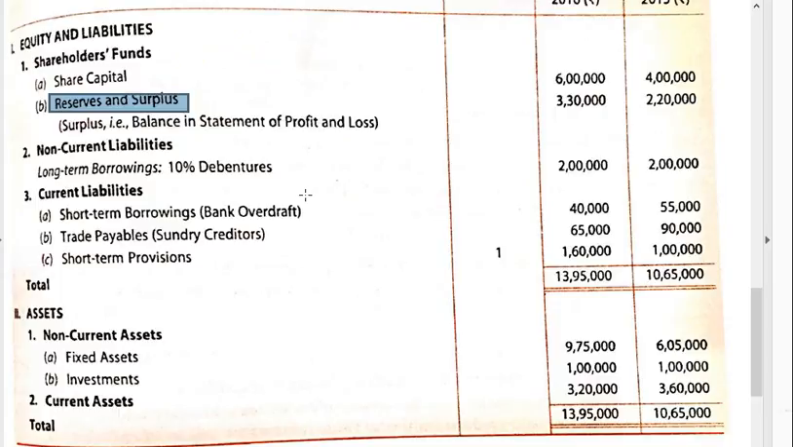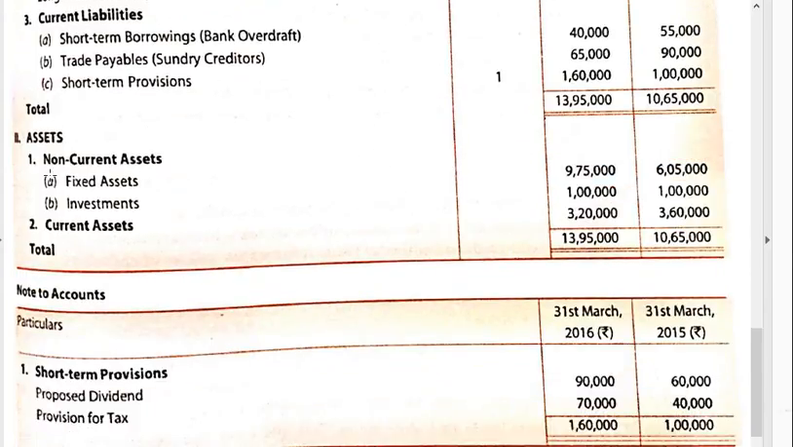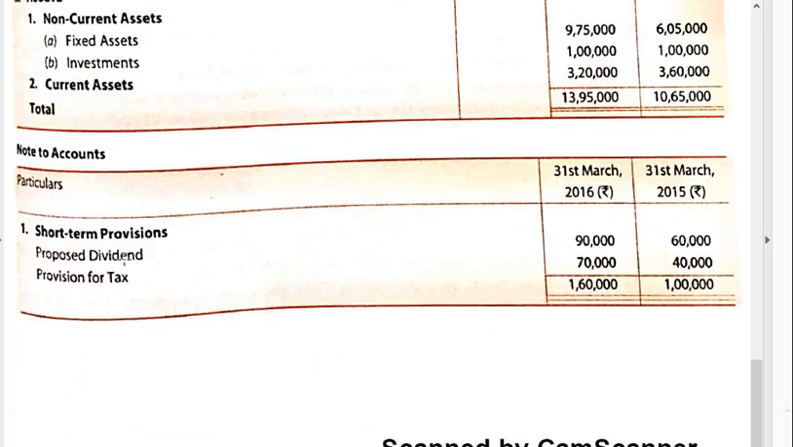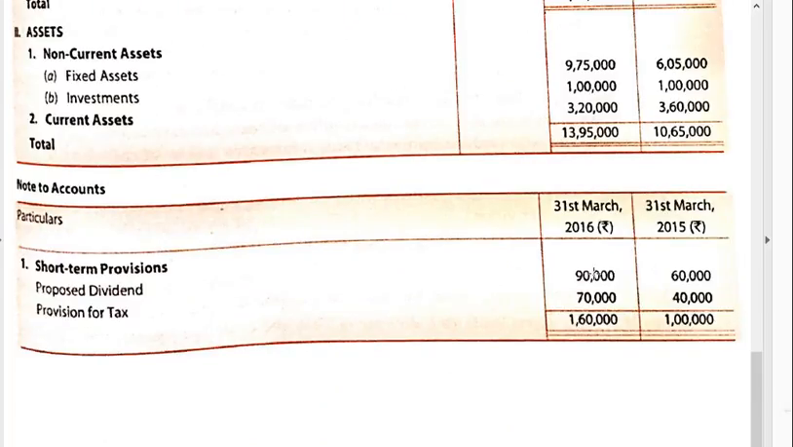See the items that are to be added back. Long-term borrowings, no. Short-term borrowings, no. Trade payables, no. Short-term provisions, no. Assets, no. Current assets, no. Notes to accounts. Proposed dividend, yes. Provision for taxation, yes. Which amount? 60,000, 40,000 or 90,000, 70,000? Which item is to be considered for this purpose? Just tell me.